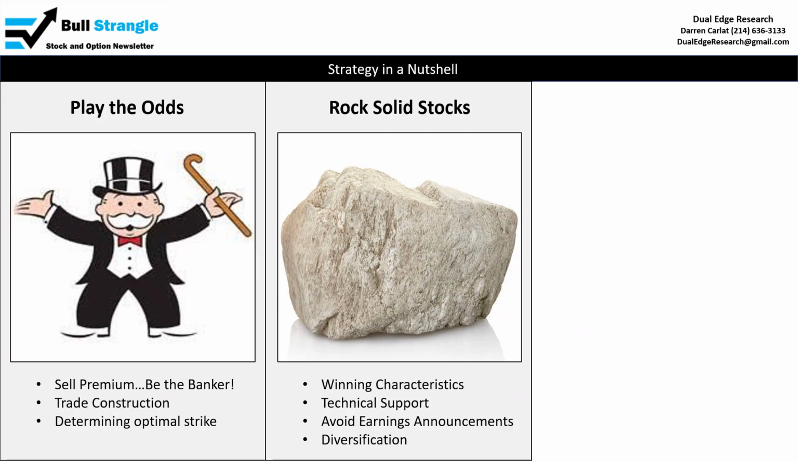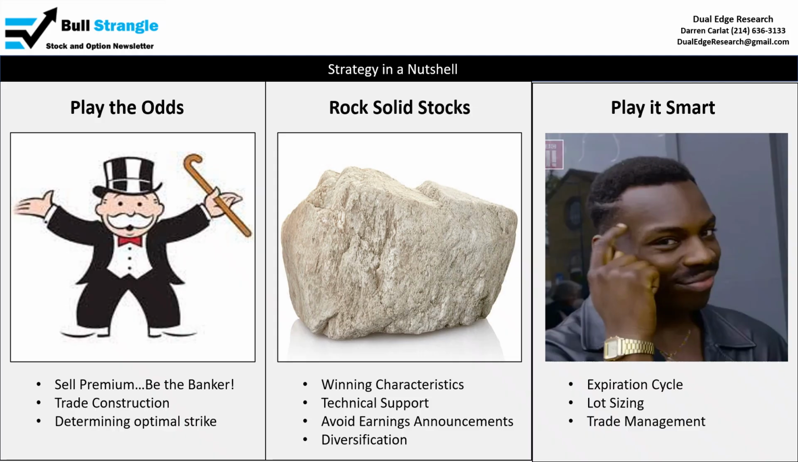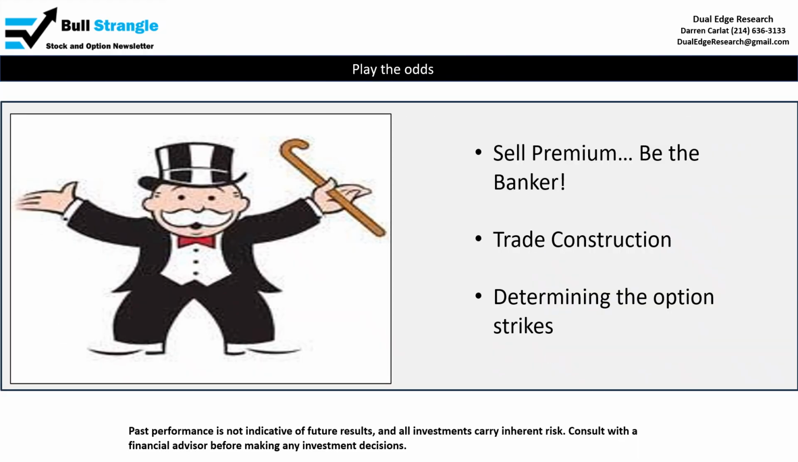And then, of course, we're going to go through diversification again. And then we'll finish up with some tactics to kind of play it smart. We'll talk again about the expiration cycle. We're going to leverage weekly options and have a group of stocks and options that expire every Friday. We'll talk about lot sizing, and then we'll get into some trade management techniques. As mentioned in this section, we're going to talk about selling premium, trade construction, and determining the optimal strikes.